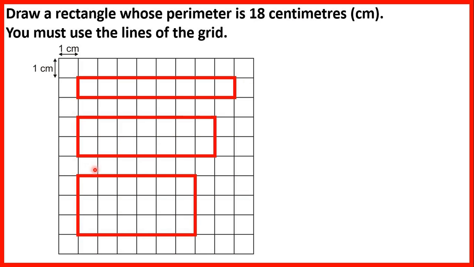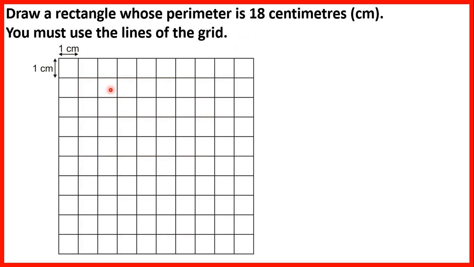Or we could have 6 by 3 centimetres, because 2 6s make 12, 2 3s make 6, and 12 plus 6 is 18 as well. Or we could have a 5 by 4 rectangle, because if we have 2 lengths of 5, that makes 10, and 2 widths of 4 makes 8, and 10 plus 8 is 18, so that's the perimeter.